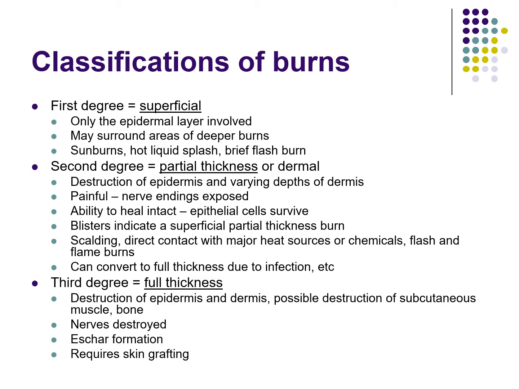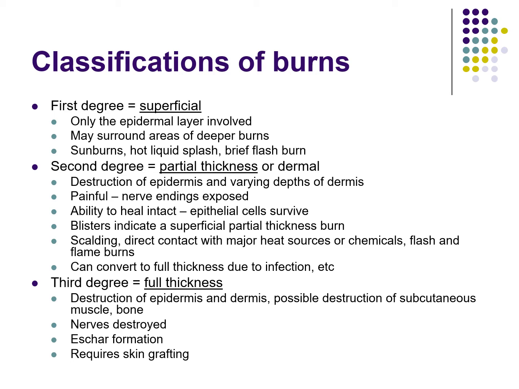Here are the classifications, and we just saw that on the diagram. So the first degree is superficial, and that's just the epidermal layer. So here are some examples. These are sunburns, a brief flash burn, such as someone at a barbecue who decides to put a little more starter on it, and it flares up, and a person has pink on the skin closest to the flare-up. Hot liquid splashes, so those would all be first degrees.